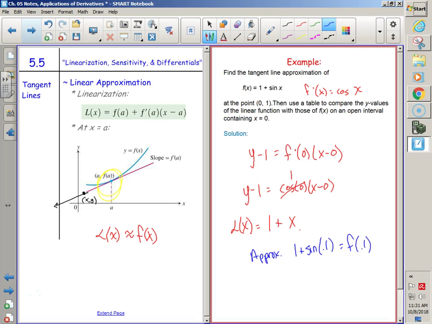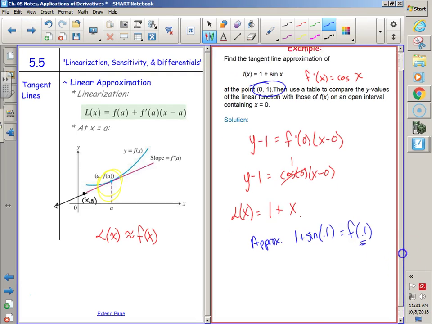So can't I take the x of 0.1 and say, oh, hey, I can put it in here and it's going to be maybe close. Why is it maybe going to be close? Where's my point of tangency? 0. And how far off am I from 0? Not far. So then we can go ahead and plug in.